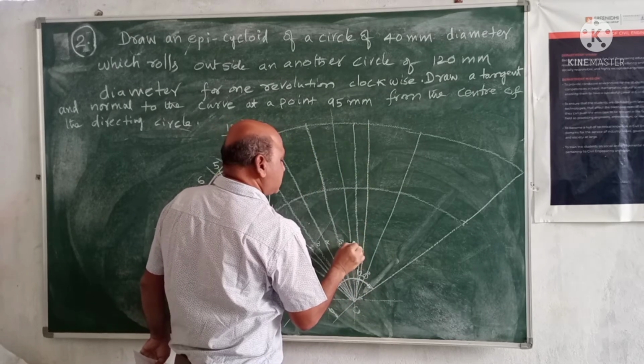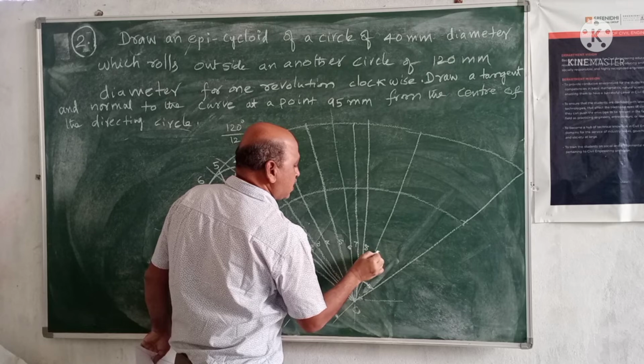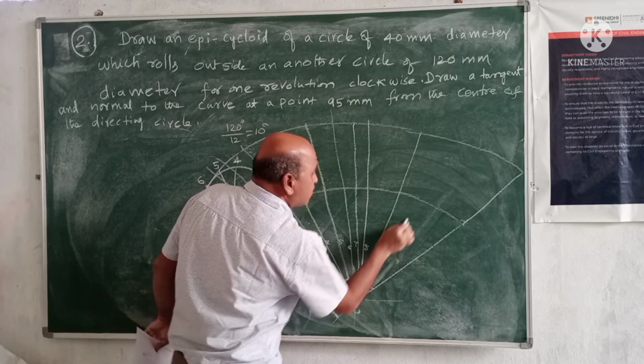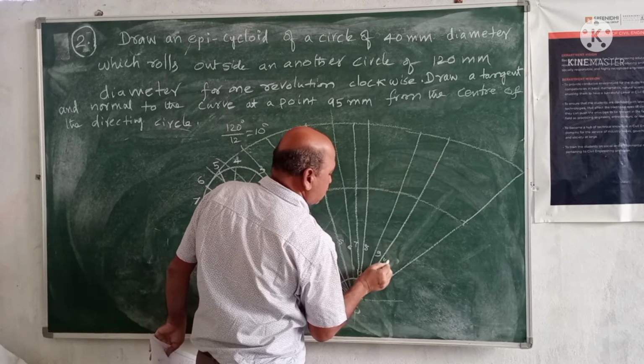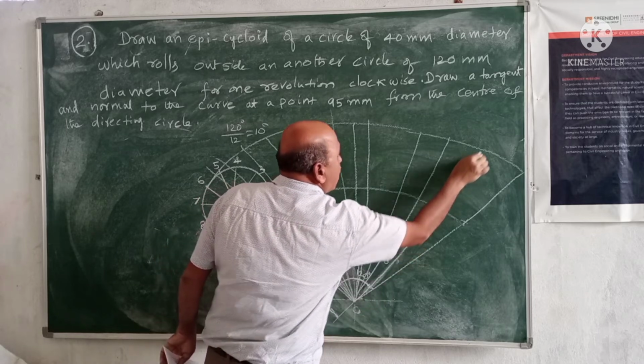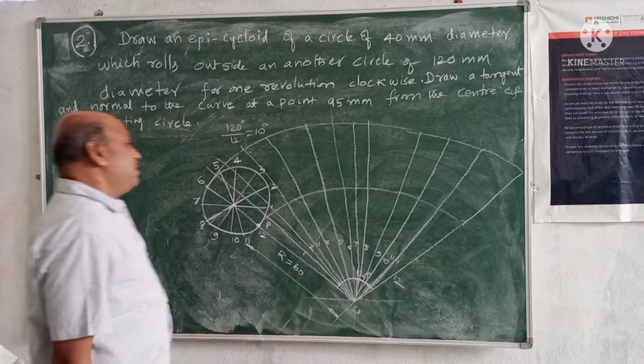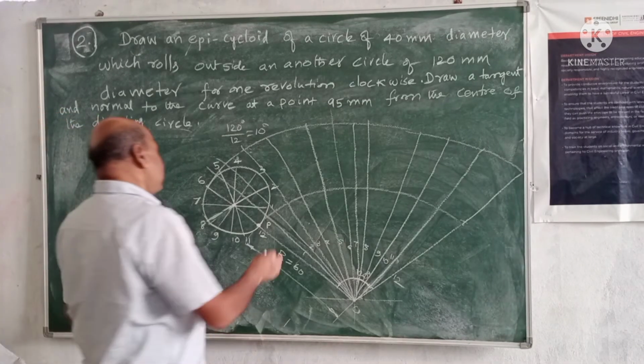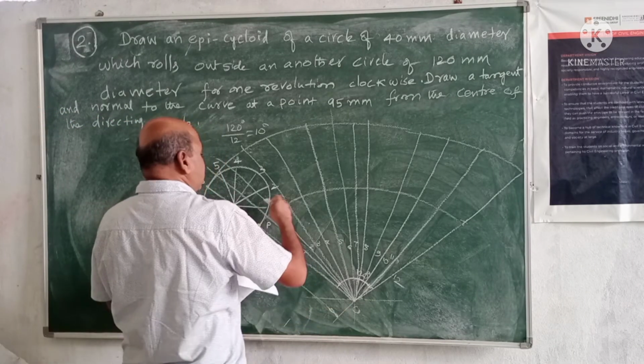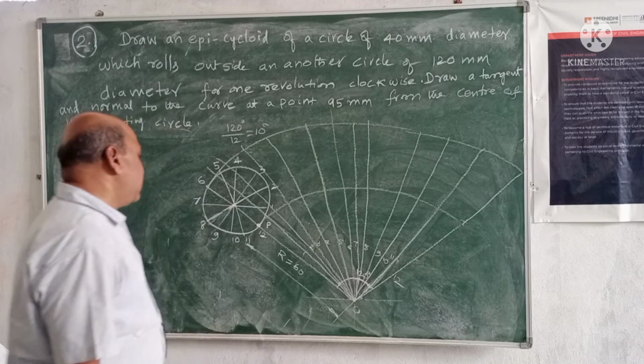This is the seventh division. Eighth division. Ninth division. 10th division. 11th division. 12th division. Now these are the twelve divisions we have made. Now we have to draw the lines which are going from different points on the generating circle.